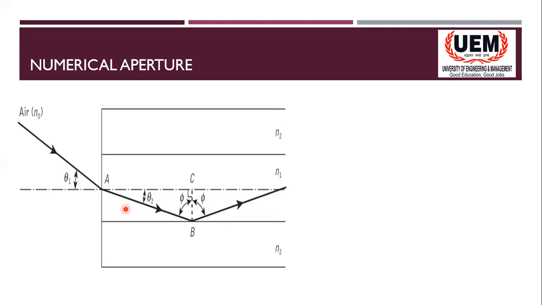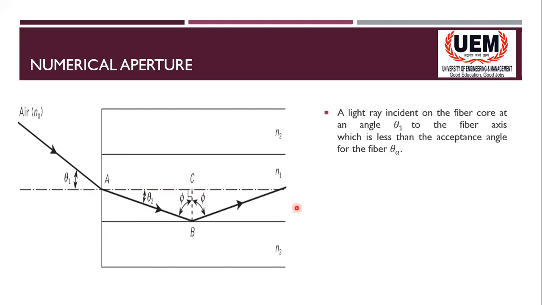So what we do here is we bring down the values of angle in terms of the refractive indexes, and thus we can easily calculate that if we can maintain this numerical aperture, then we can easily maintain the acceptance angle. So as I have already said, we consider a light ray which is incident on this fiber core at an angle theta 1, which is less than the acceptance angle, and thus it can form a total internal reflection in the core.